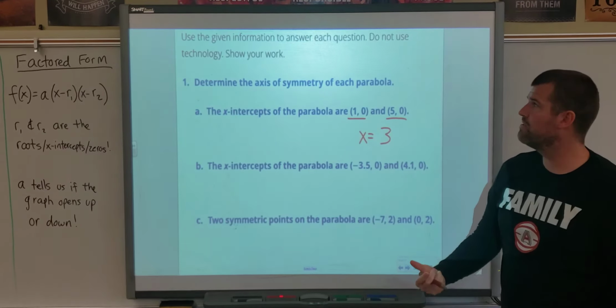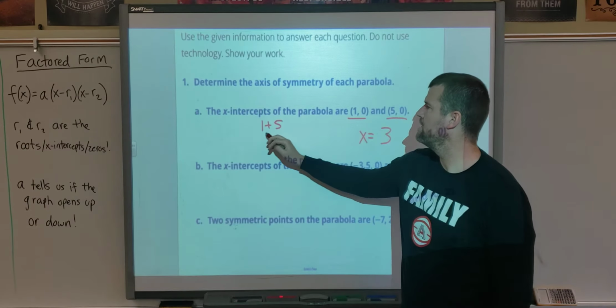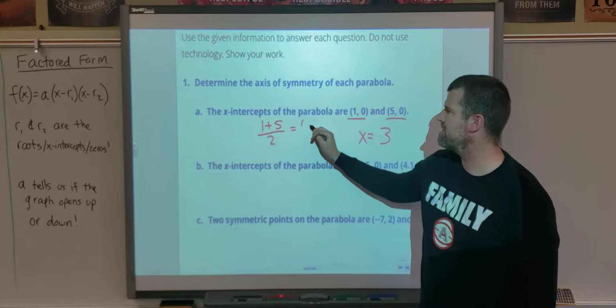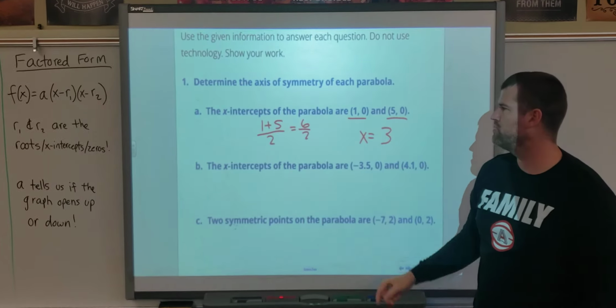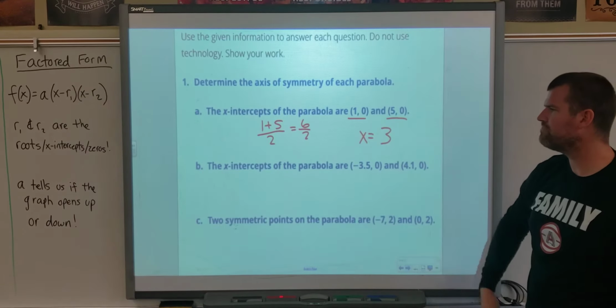The formula that we used yesterday to do that was just adding the two roots together and then dividing by 2. Right, so 1 plus 5 is 6. 6 divided by 2 is 3. So our axis of symmetry is 3.